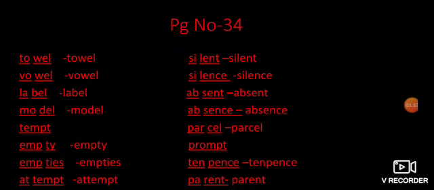Then parent, P-A-R-E-N-T, parent. Parent means father or mother, anyone. That is called parent. Like you know about parents meeting. If your father comes, that is one of your parents, and if your mother comes, that is also called one of your parents. And if mother and father both come, that is called parents. At that time you have to use s, and when there is no s, it means it is indicating either father or mother. This is the meaning of parent.